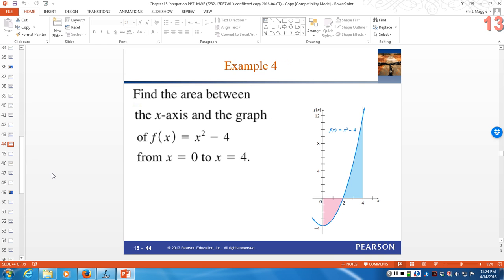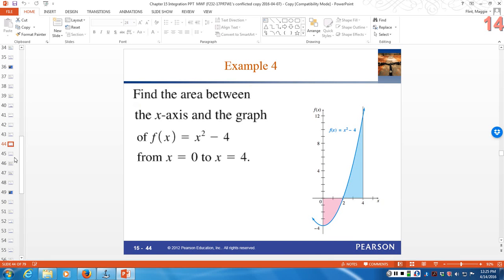And this is the one I was mentioning to you, the area between the x-axis and the graph of f of x equals x squared minus 4. You've got part of that area that is actually negative and part of it is positive. So when you combine these two, you're finding the difference between those two areas as far as being the total area.